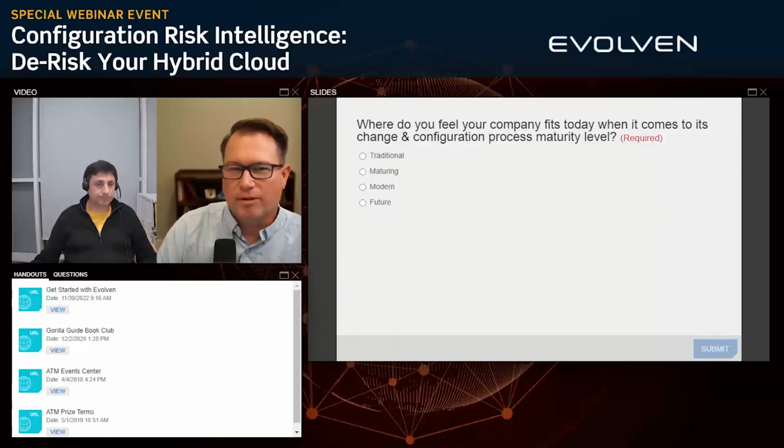How many folks out there really are in desperate need, or maybe even just some need, of this sort of configuration management? And I bet there's a lot of folks that needed it and maybe might not have even thought about it up until now. So thank you everyone for your responses there. Let me go ahead and share the results.